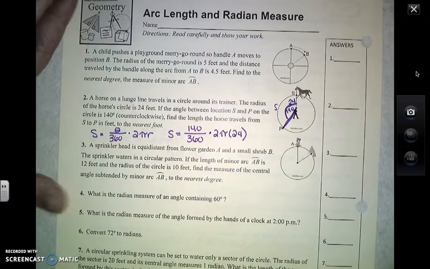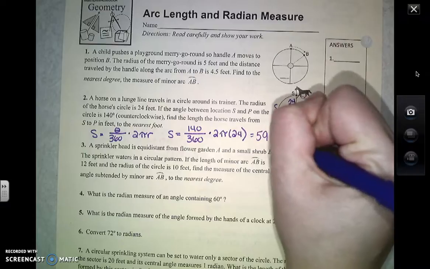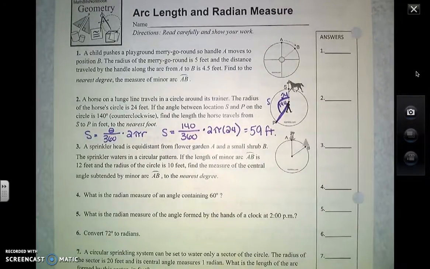And so if you have a calculator, you can use that to solve this, but I'm just going to tell you that it turns out to be 59 feet. Okay, so we have an answer of 59 feet. And that's how you find arc length.